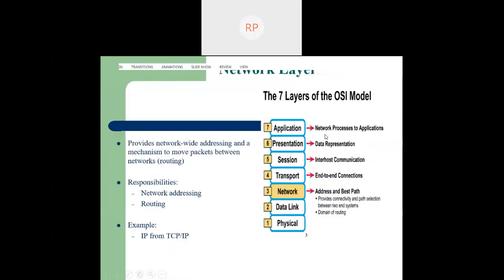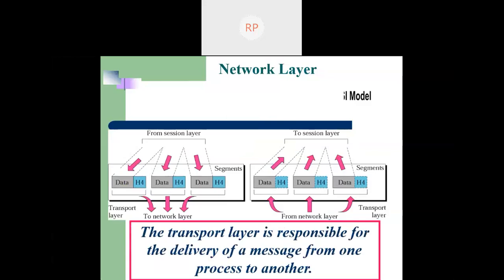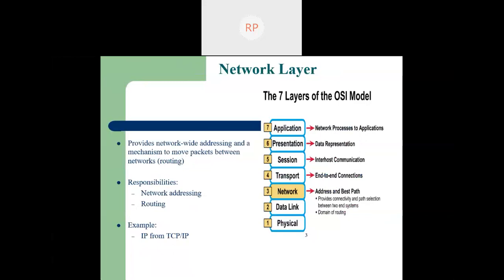Next layer is the network layer. This was all about the session layer. Next one is the network layer. The network layer provides wide addressing, meaning you have to provide IP addressing here, and a mechanism to move packets between networks, which is routing. The responsibilities of the network layer are network addressing and routing. It provides the addressing as well as routing mechanisms or routing algorithms.